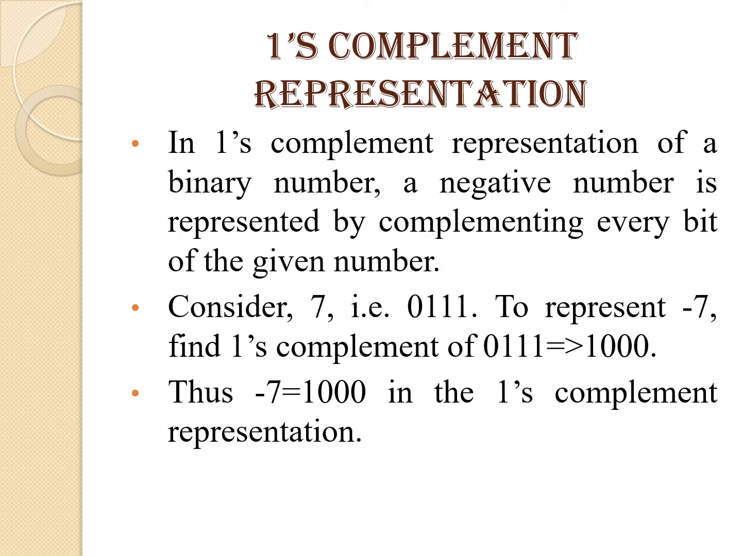1's complement representation. In 1's complement representation of a binary number, a negative number is represented by complementing every bit of the given number. Consider 7. So, if you consider this decimal number 7 and if you are going to convert it into the binary number, the equivalent binary number is 0111. To represent minus 7, find 1's complement of 0111, that is 1000. Thus, minus 7 will be 1000 in the 1's complement representation form.